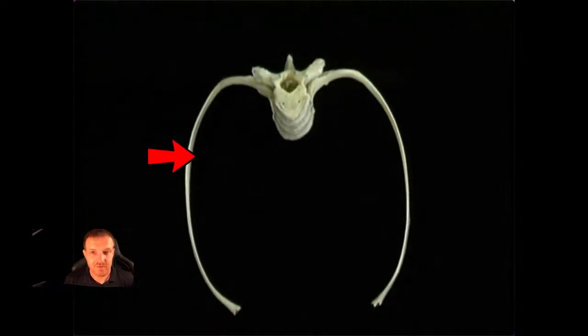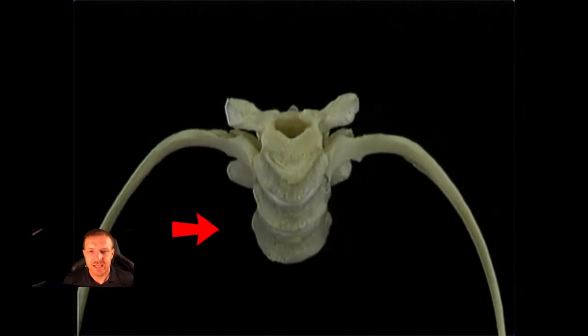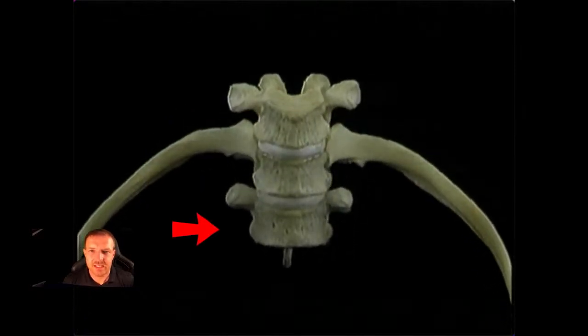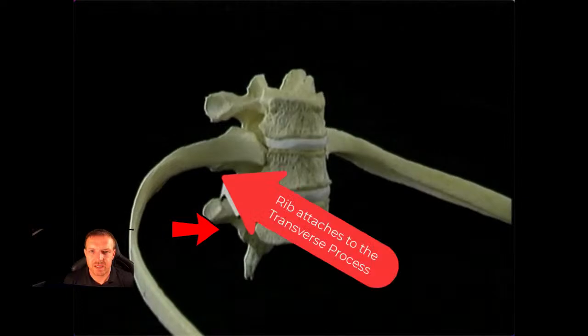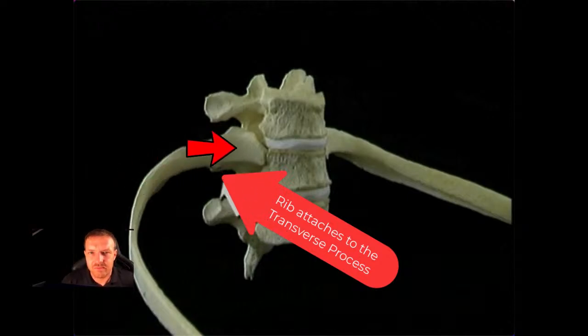Well, apart from the cervicals, they're usually unique to the thoracics. And these are some of the important bits that we're going to get to here. There we go. So the rib attaches to the transverse process. So that's the side sticky out bit. That's one of the reasons why it's shaped the way it is. So there's the front of your rib just there. There's the transverse process there.